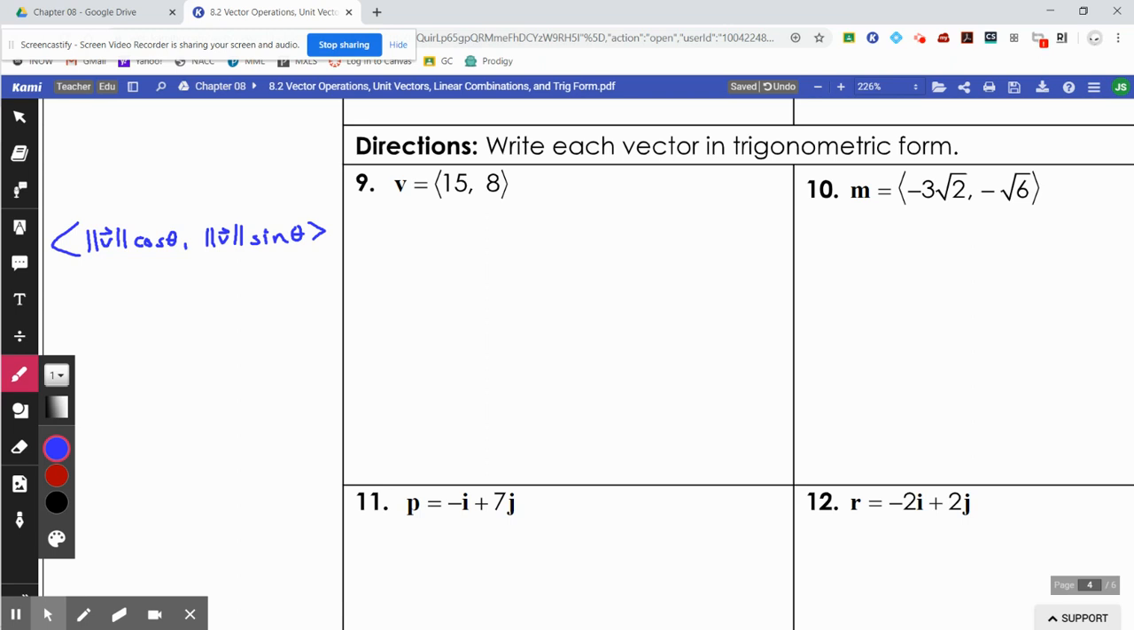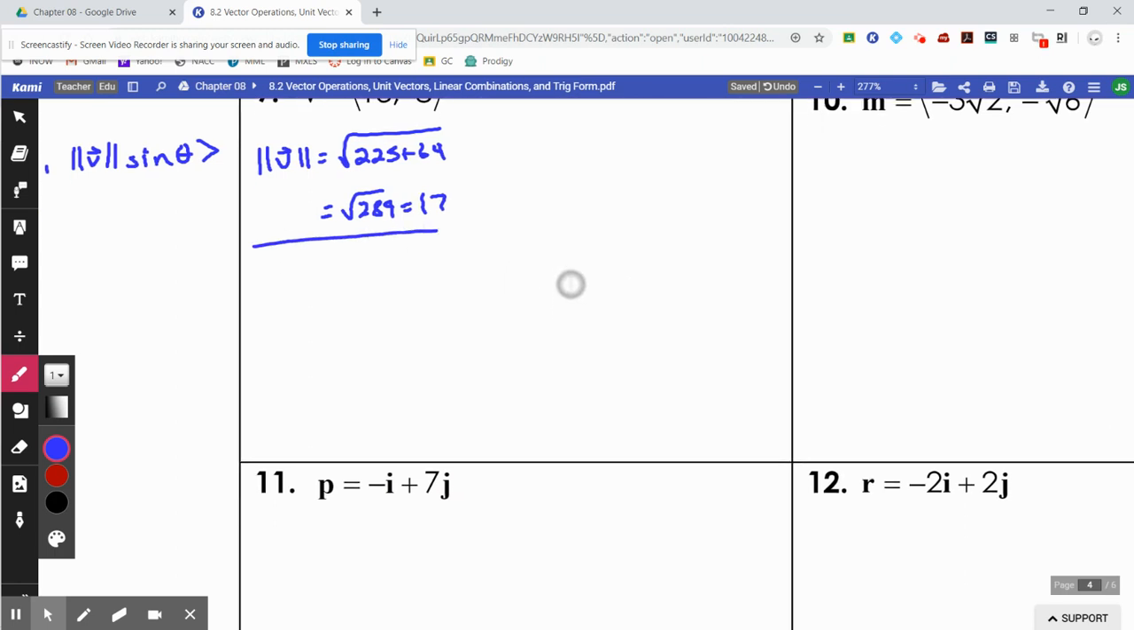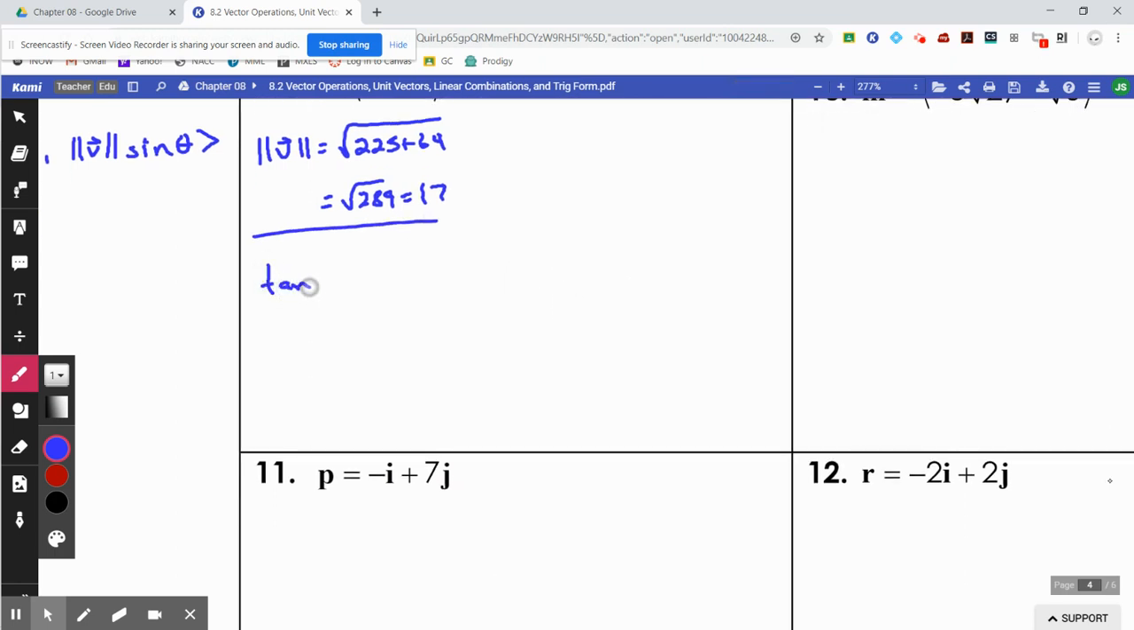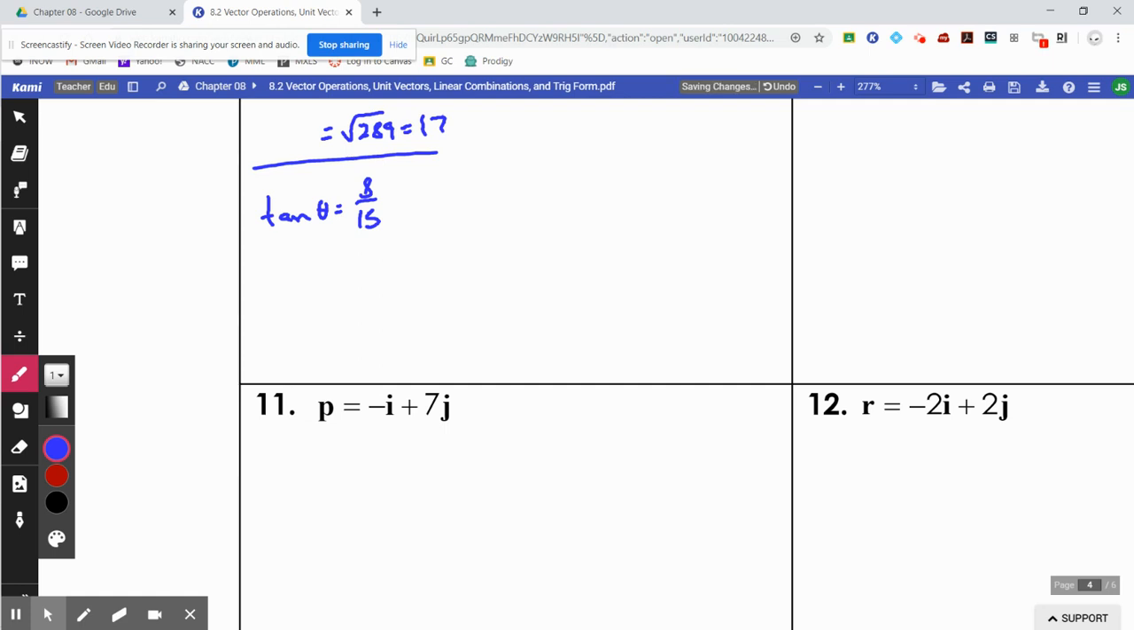So to find the magnitude of vector v, quick reminder, we do the square root of a squared, 15 times 15, that's 225, plus b squared is 64. That's the square root of 289, which is 17. So that was actually a triple. That's an 8, 15, 17. You also need an angle. We know that the tangent of our angle will be b over a, 8 over 15, and you can sketch yourself a little triangle to figure that out. And that means that theta would equal about 28.07.